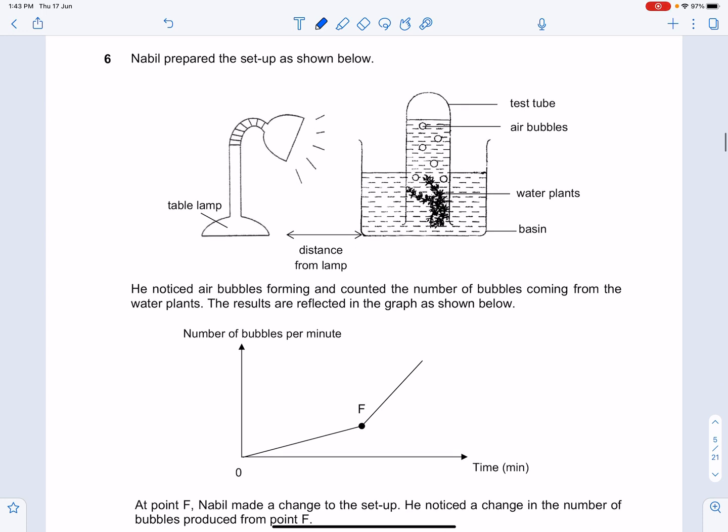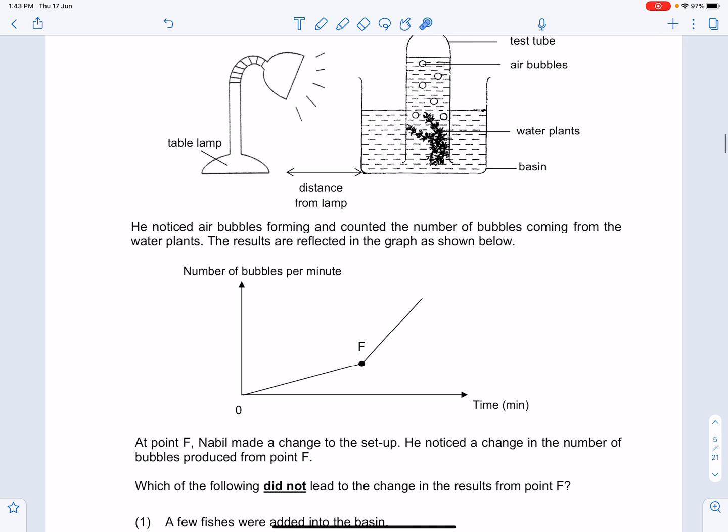Question number 6. Nabil prepared the setup as shown below. So from the setup, straight away, it's a very classic setup. I straight away know that this got to do with photosynthesis because this is talking about a water plant and usually it's talking about the rate of photosynthesis. Okay, so you have the lamp here, very classic to provide the light source. So I know it's on photosynthesis straight away.